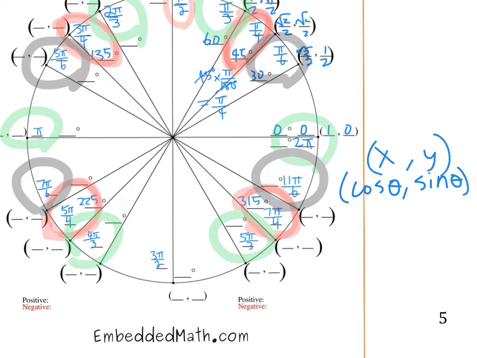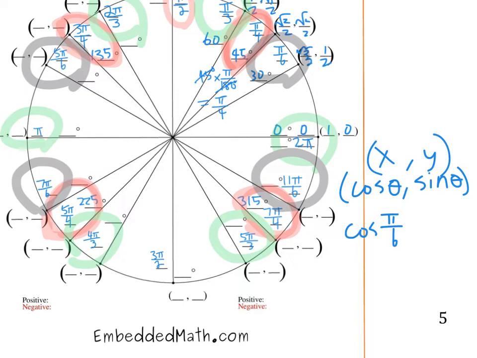So what that means is if I said something like, what is cosine of pi over 6? What you do is you come over to pi over 6, and then you look at cosine. Cosine is x, so that is this position, which it tells us is square root 3 over 2.